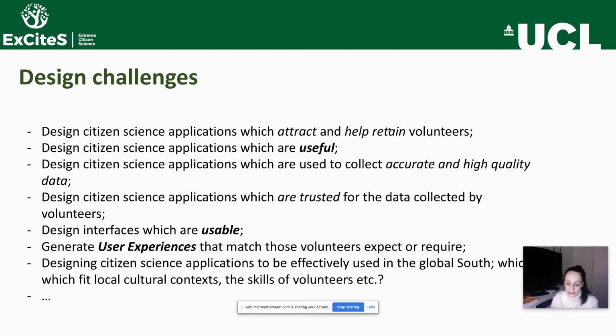Going back now to the design challenges, the fact that citizen science activities attract people of different ages, backgrounds, and interests has its own design challenges. These include the need to design interfaces which help attract and retain volunteers, to design user-friendly applications to enable volunteers with diverse skills and experiences to harness the potential of citizen science and collect accurate and high-quality data, to generate, of course, user experiences that match those that users require, and so on.